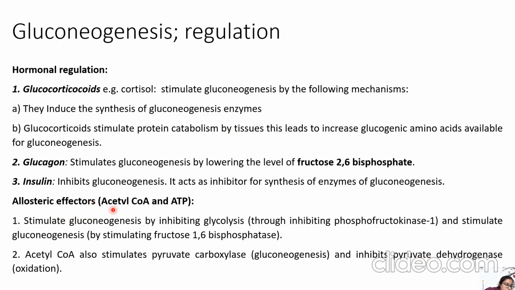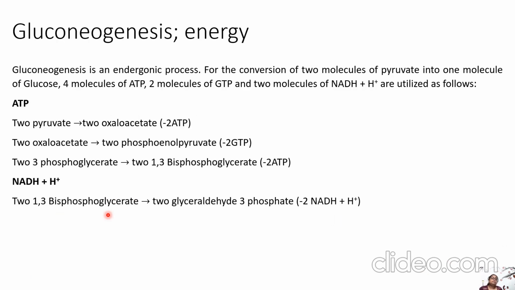For the allosteric effects, there is acetyl-CoA and ATP. It stimulates gluconeogenesis by inhibiting glycolysis through inhibiting phosphofructokinase 1, and stimulating gluconeogenesis by stimulating fructose 1,6-bisphosphatase. Acetyl-CoA also stimulates pyruvate carboxylase, promoting gluconeogenesis, and it inhibits pyruvate dehydrogenase, reducing oxidation. Gluconeogenesis is an endergonic process: the conversion of two molecules of pyruvate into one molecule of glucose requires four molecules of ATP, two molecules of GTP, and two molecules of NADH plus H plus.